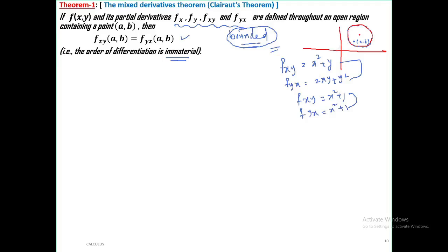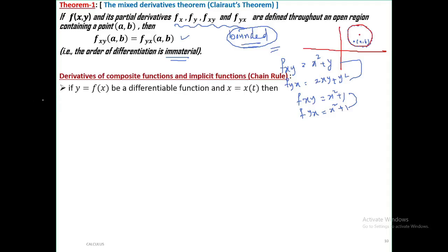Okay, next, derivative of a composite function and implicit functions. By chain rule you have to do this. Look at this. If y is equal to f of x be a single variable differentiable function, and x is equal to x of t, that means this x is again a function of t. That means it is an implicit function.